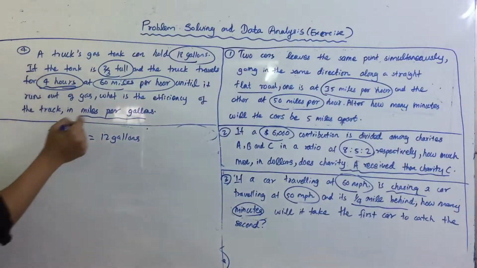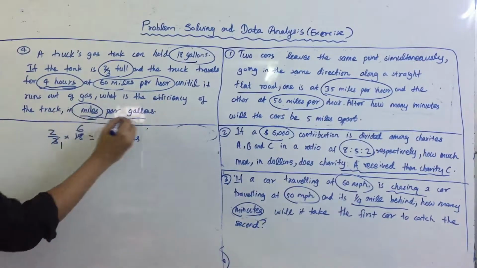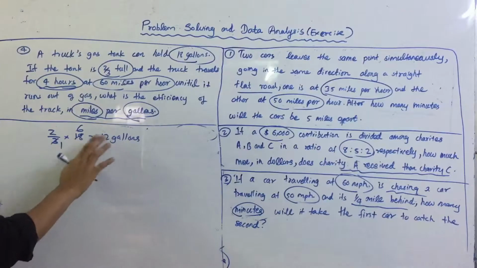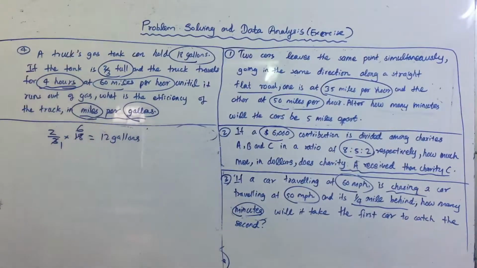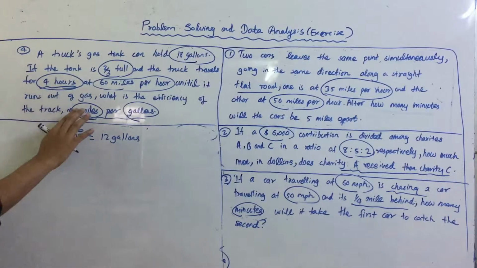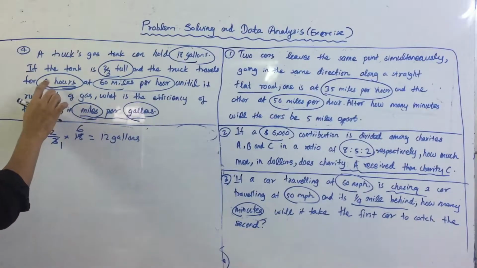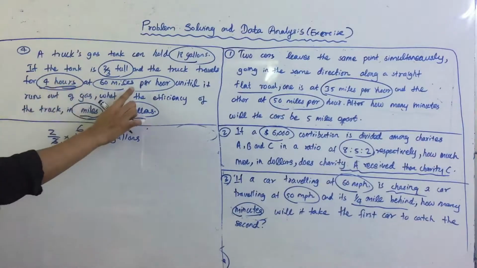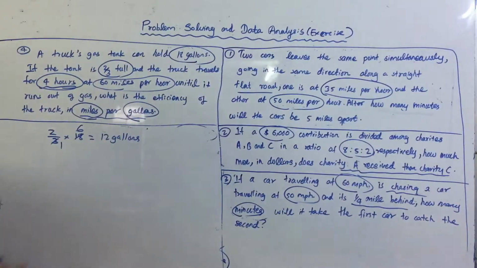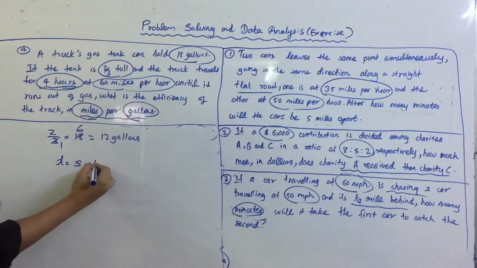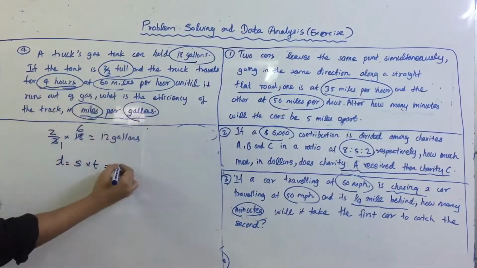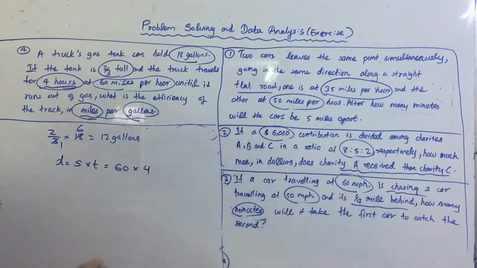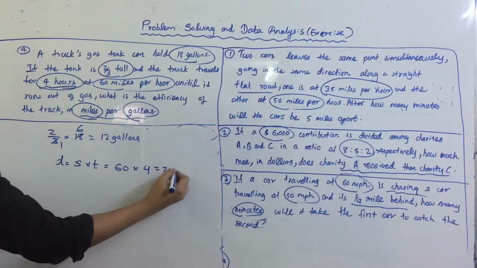Okay, and they are asking the efficiency of the truck in miles per gallon. Miles is the distance, and gallons, we know the gallons. It has only 12 gallons now. So we need to find out how many miles this truck can travel in 4 hours at 60 miles per hour. So this is the time, this is the speed. So we need to find out the distance, the miles. Distance is equal to speed times time. So speed is 60 miles per hour and time is 4 hours, which is 240 miles.